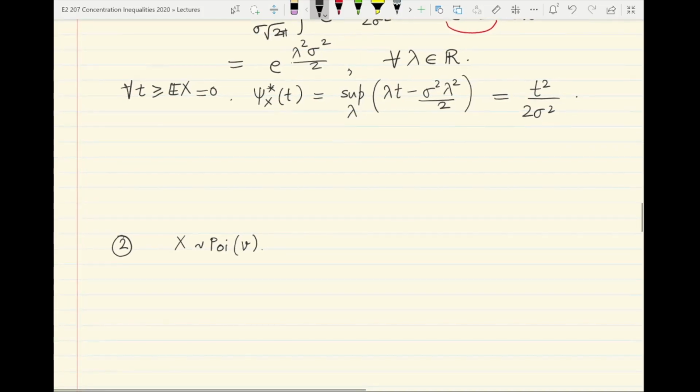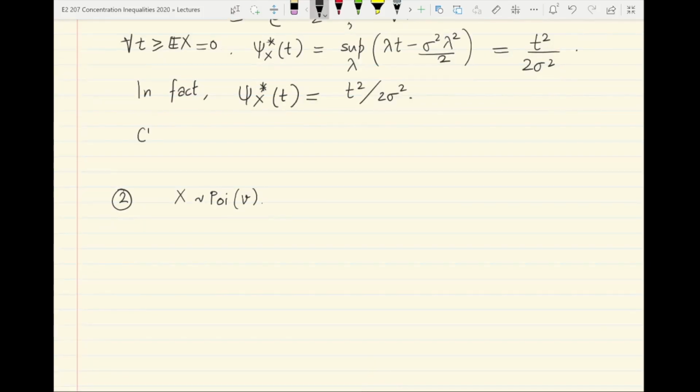as an explicit closed form expression for the Cramér transform of a Gaussian. In fact, even if t is negative, you can apply the same argument to the random variable minus x and finally conclude that Cx star of t is basically a standard quadratic function given by t square by 2 sigma square.